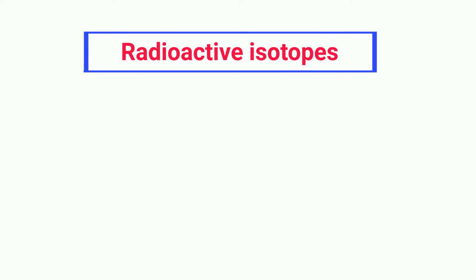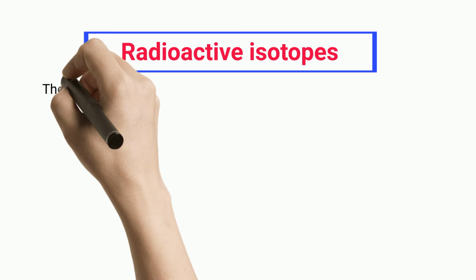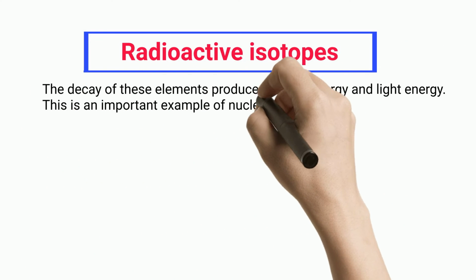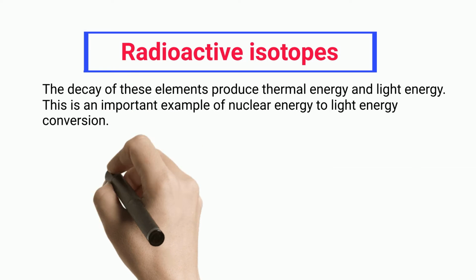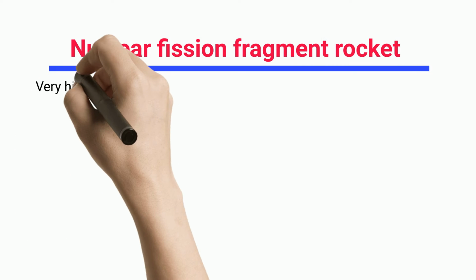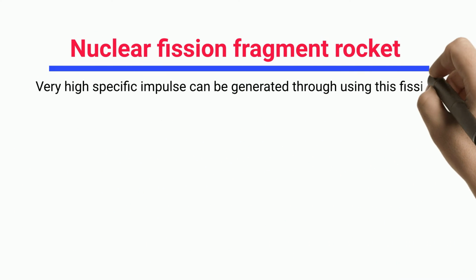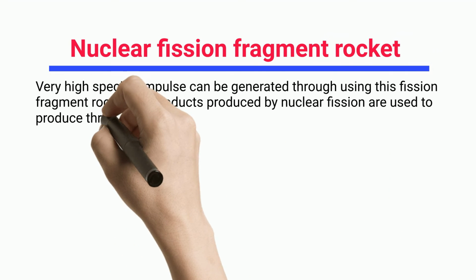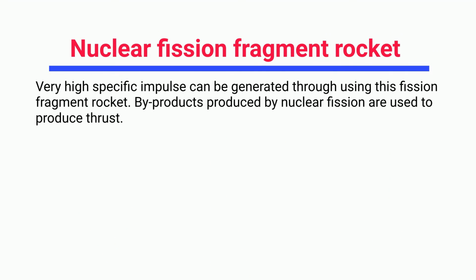Radioactive isotopes. The decay of these elements produces thermal energy and light energy. This is an important example of nuclear energy to light energy conversion. Nuclear fission fragment rocket. Very high specific impulse can be generated through using this fission fragment rocket. Byproducts produced by nuclear fission are used to produce thrust.